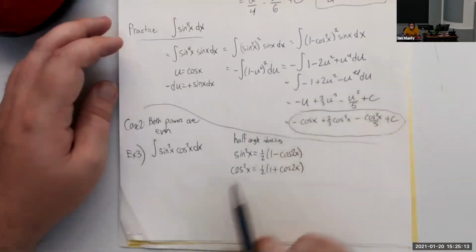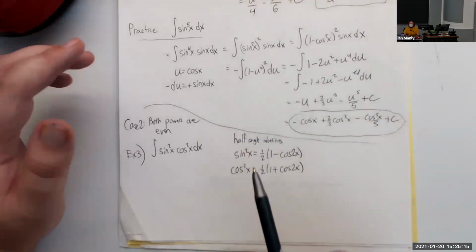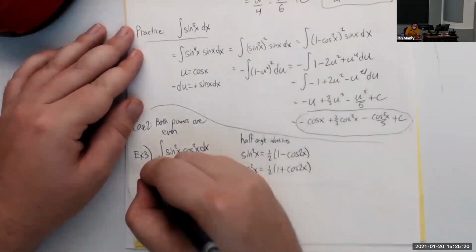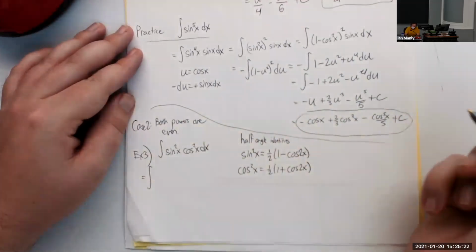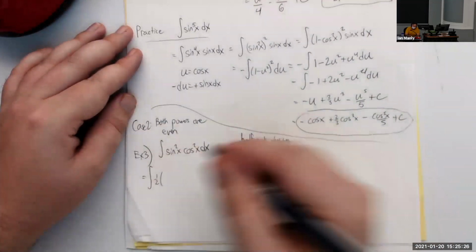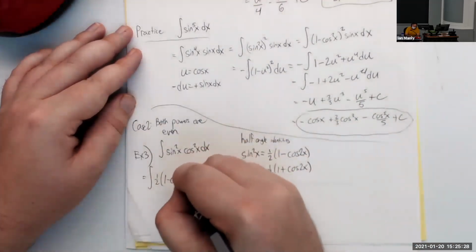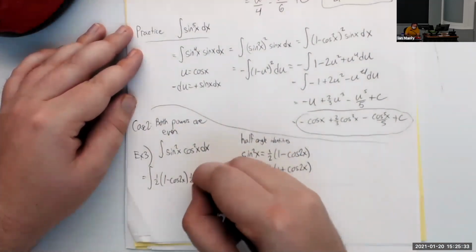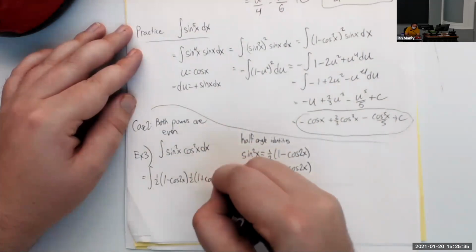So what we're going to do is change all of our even powers of sine and cosine into these guys right here. And we'll see how that helps. So sine squared is this, 1/2, 1 minus cosine of 2x. And then cosine squared is 1/2, 1 plus cosine of 2x.